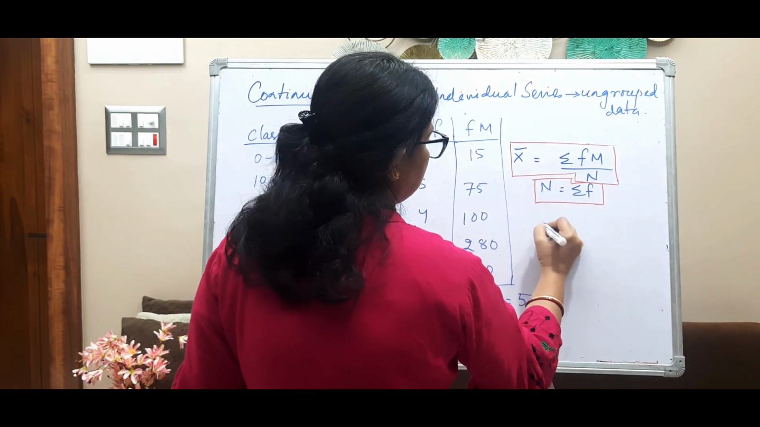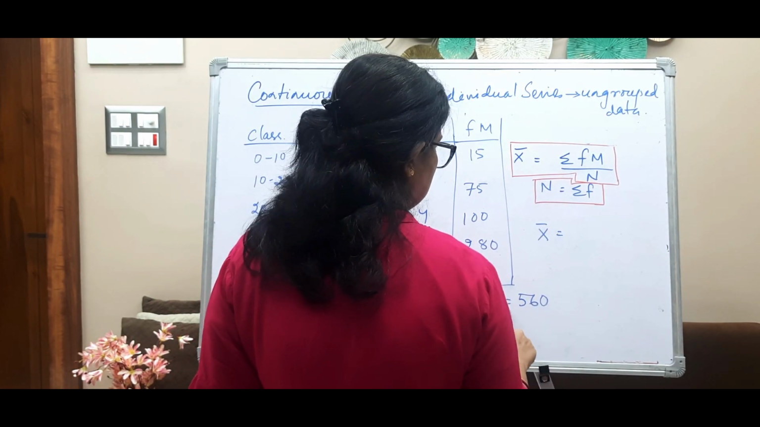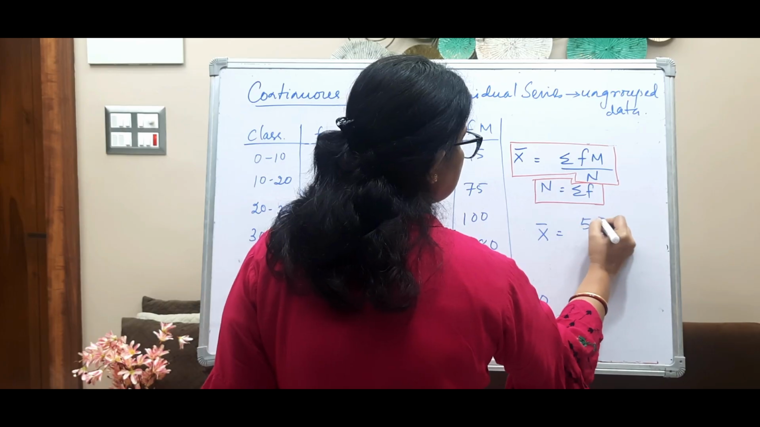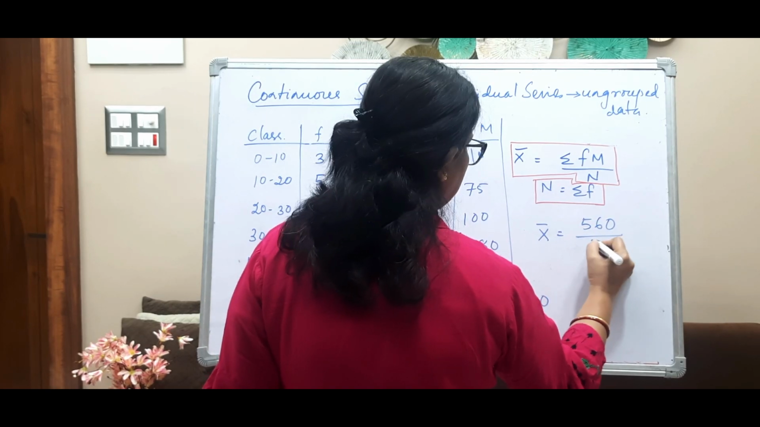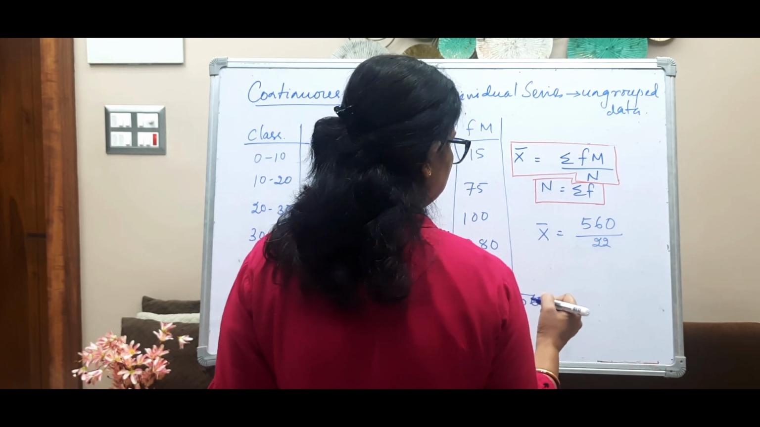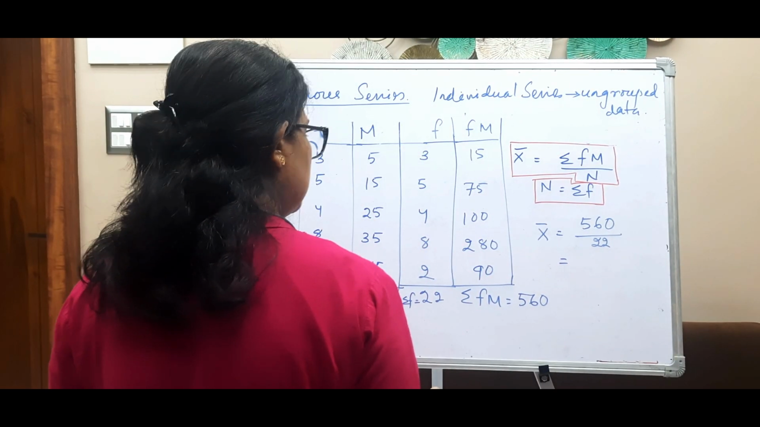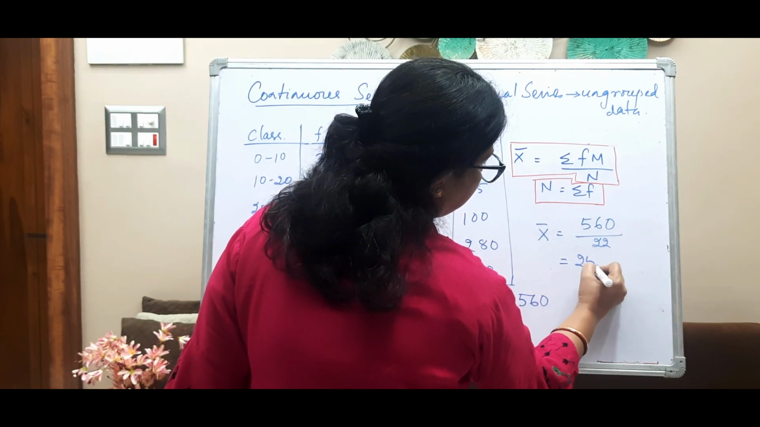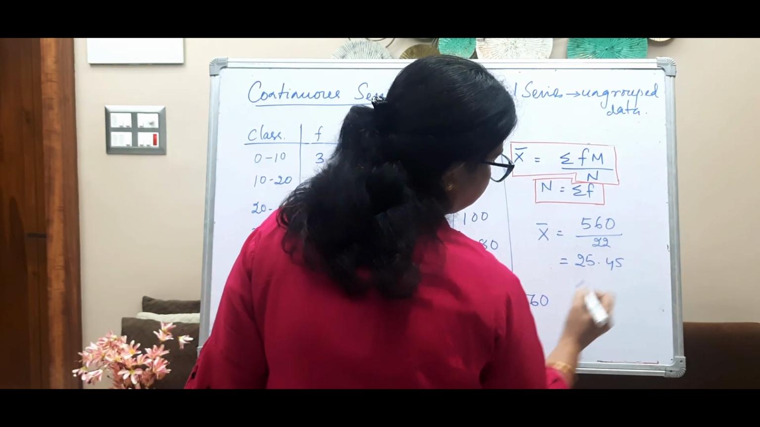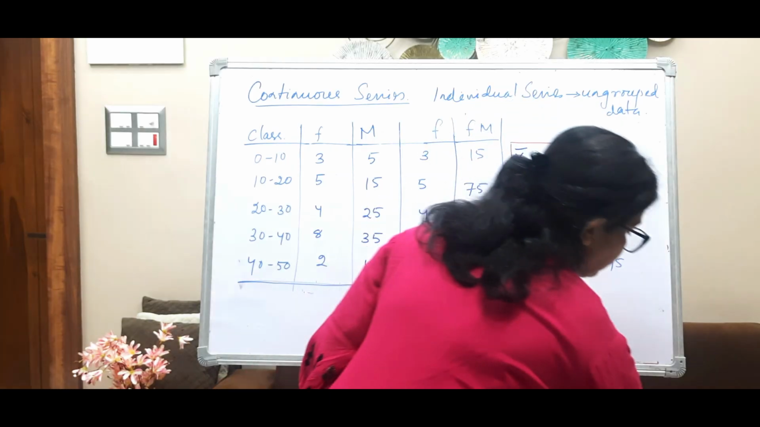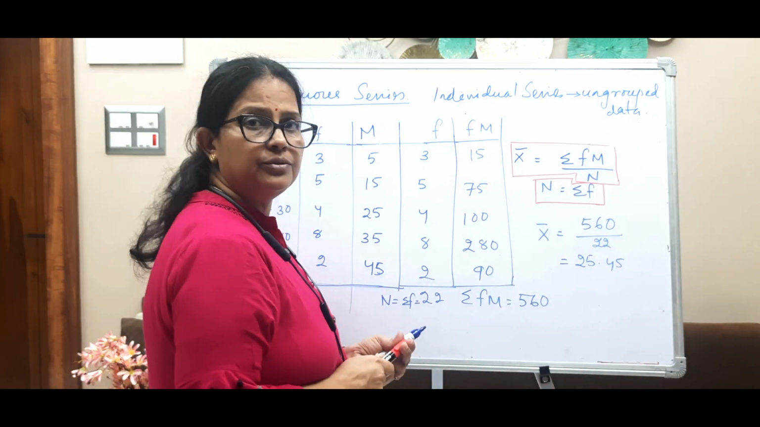So x bar equal to sigma of fm, which is 560, divided by 22. How much is it coming? If we see, it is coming 25.45. The answer is 25.45.